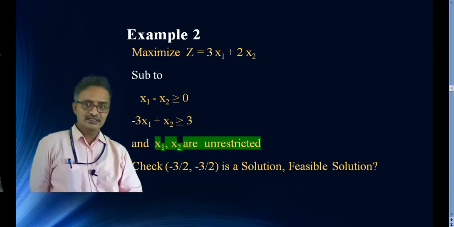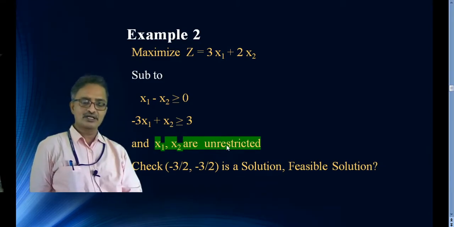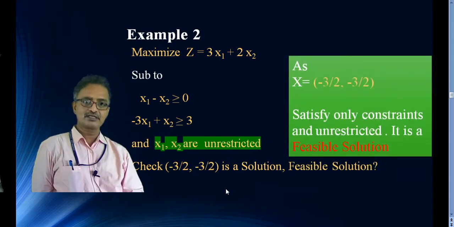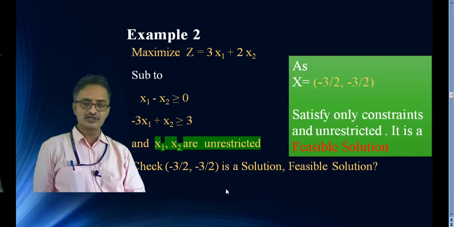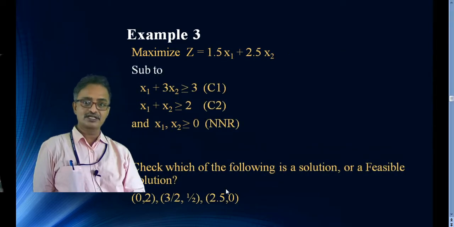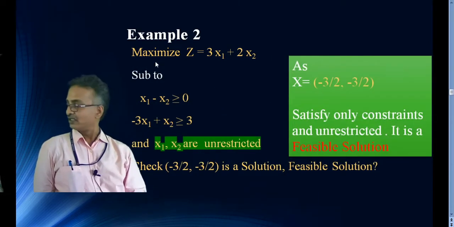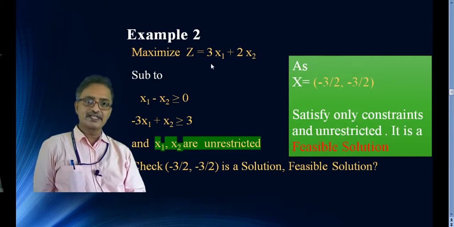In the same problem, if x1, x2 are declared as unrestricted, they are not restricted, then this point becomes a feasible solution. Even though it is feasible, it is not an optimal solution, since this is not going to be generating the maximum value for the given objective function.